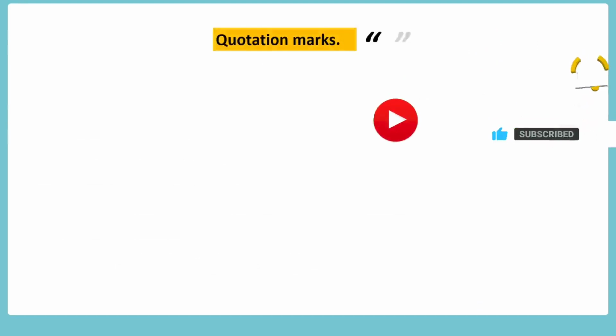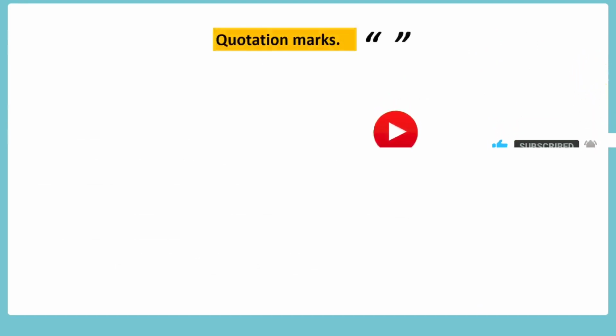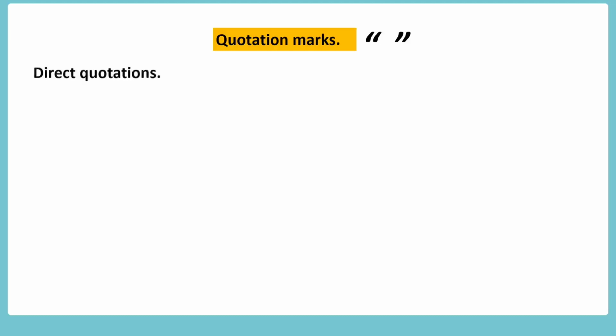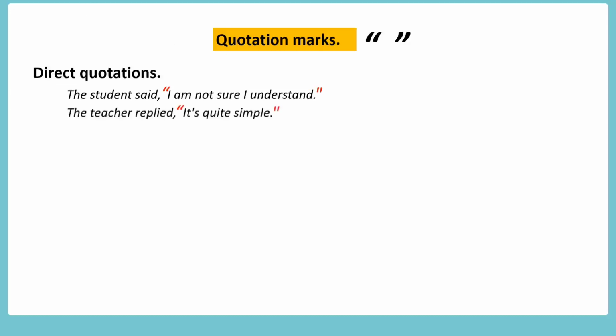Quotation marks, also known as inverted commas, are used to indicate direct quotations, which are exact words spoken or written by someone else. When quoting someone, it is important to use the correct punctuation and to identify the speaker. For example, the student said, "I'm not sure I understand." The teacher replied, "It is quite simple."